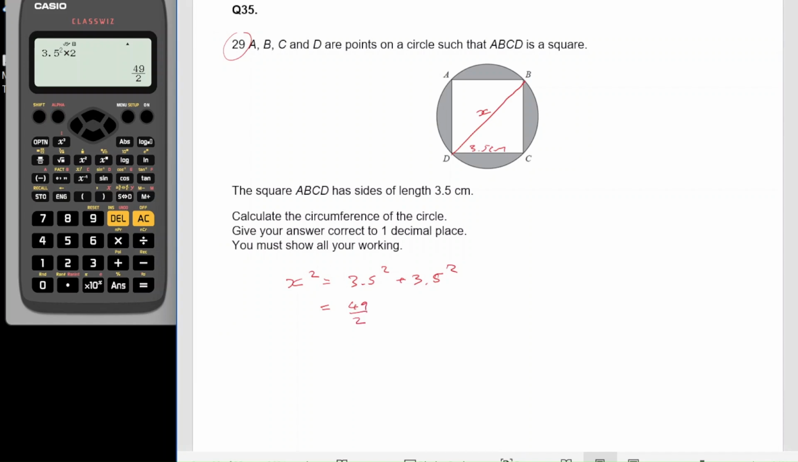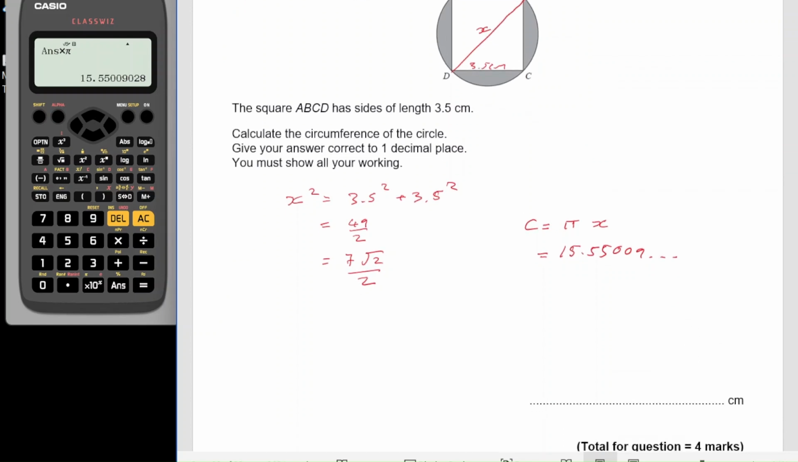So the square root of that, and I'm going to leave it as 7 root 2 over 2. And I am going to leave it like that. Can obviously go decimal, but I don't particularly want to. So that would be the diameter of the circle. So the circumference of the circle is going to be equal to pi times diameter, so pi times x. So that's going to be equal to, if I just times this answer by pi, 15.55009... So I'm going to go for 15.6 to one decimal place, 15.6.